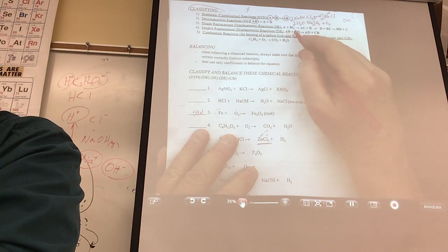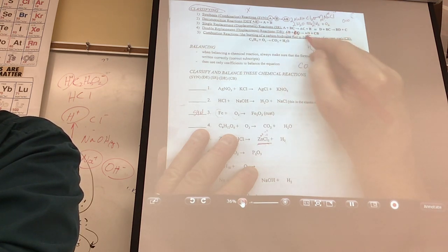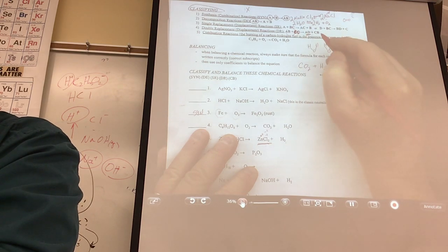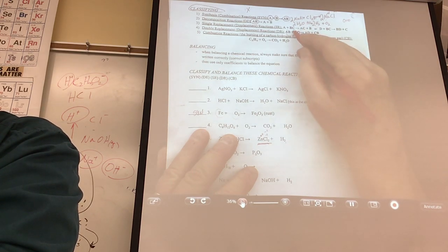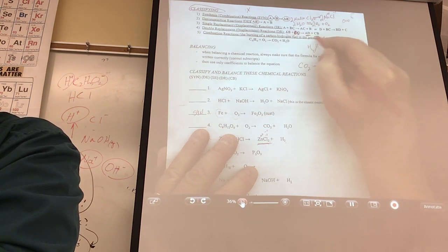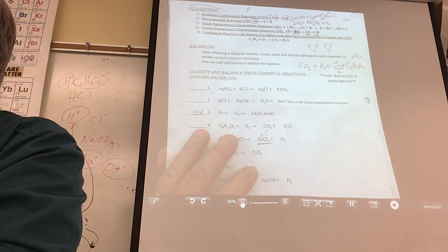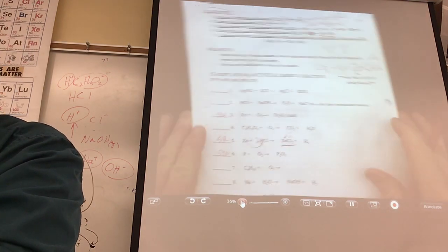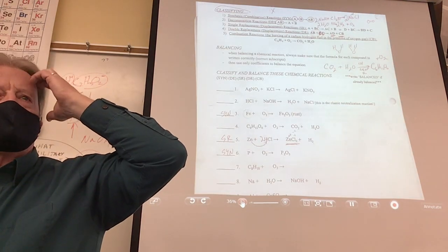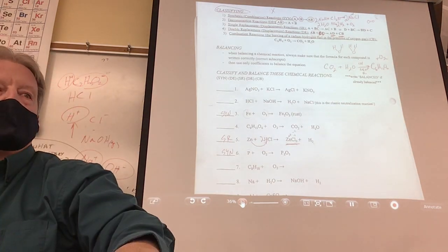A's kicking C out. A says, I want to form a compound with D. If that's correct, AD. What would the other compound be? CB, wouldn't it? See that? Now that's called double replacement. So let's take a look on this page. Do you see any double replacement reactions?